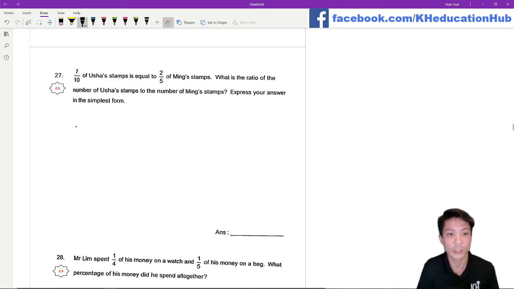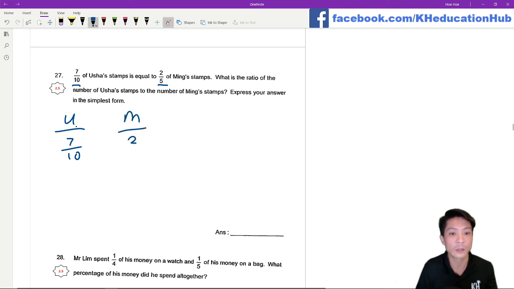Move on to question 27. 7/10 of Yusha's stamps is equal to 2/5 of Ming's stamps. So this sentence is something that we saw in the last paper. What is the ratio of the number of Yusha's stamps to the number of Ming's stamps? Express your answer in the simplest form. So here is 7/10.